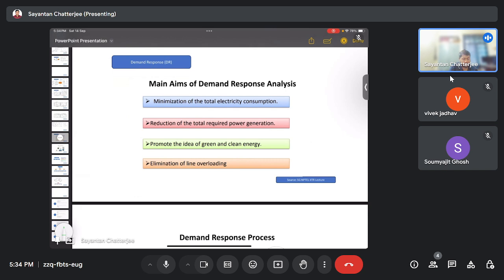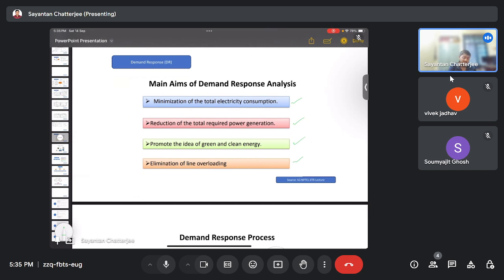What we can see with the aim of demand response is minimizing the total electricity consumption. Generally, we can see the total reduction in electricity required. Why are we aiming towards demand response? Our aim is to minimize the total electricity consumption, reduce the total power generation, promote green and clean energy, and eliminate line overloading.